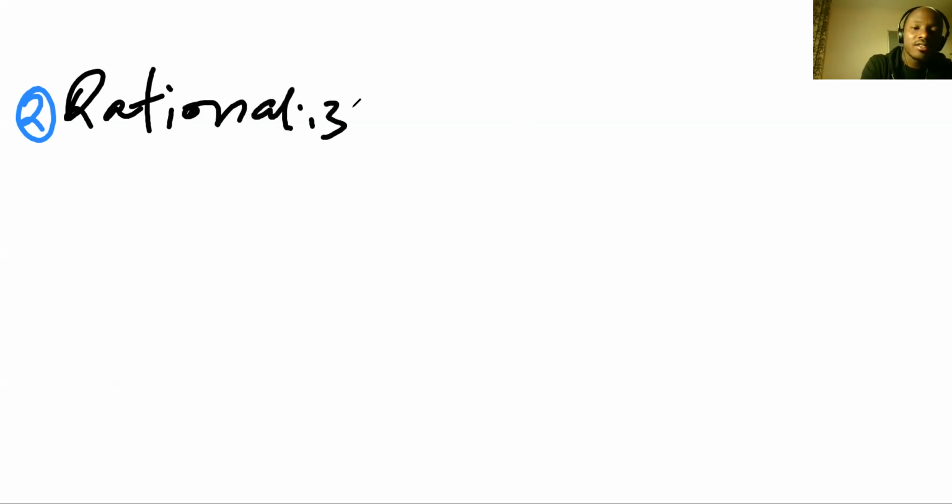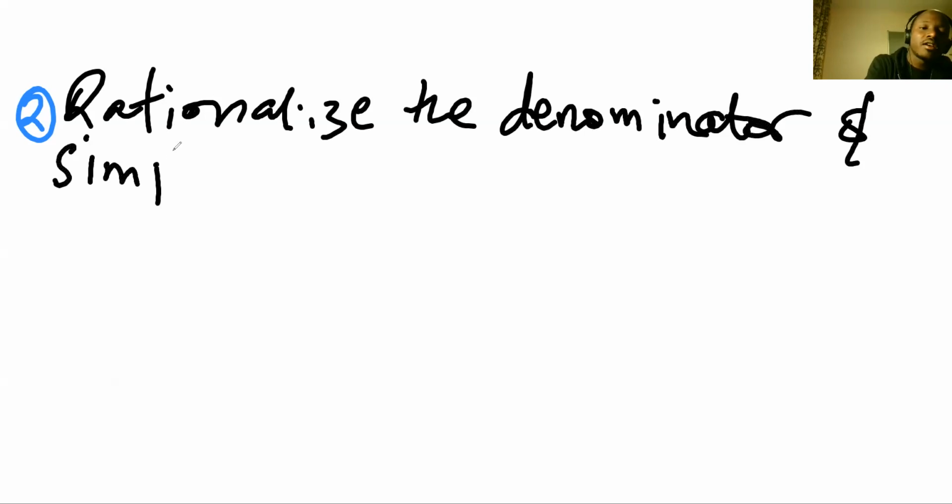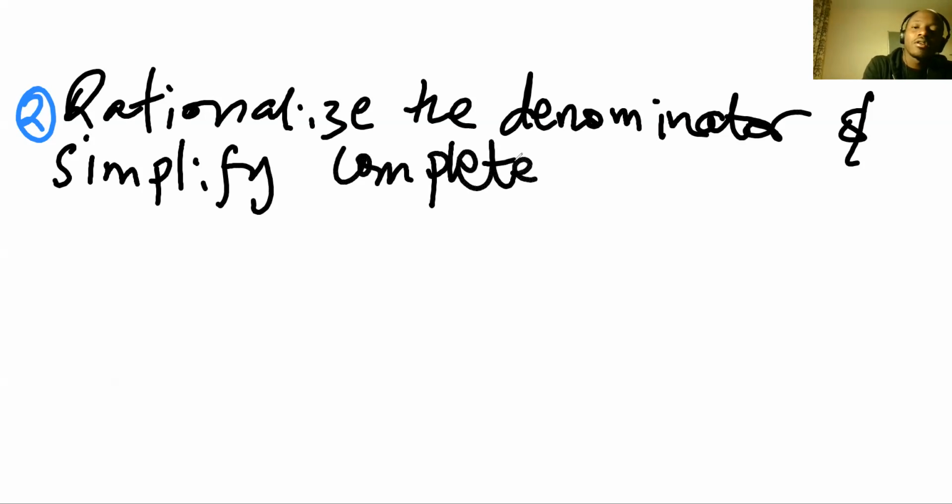Another example, number 2. So number 2 is still rationalize the denominator and simplify completely. So our question is 3 over 2 root 6.